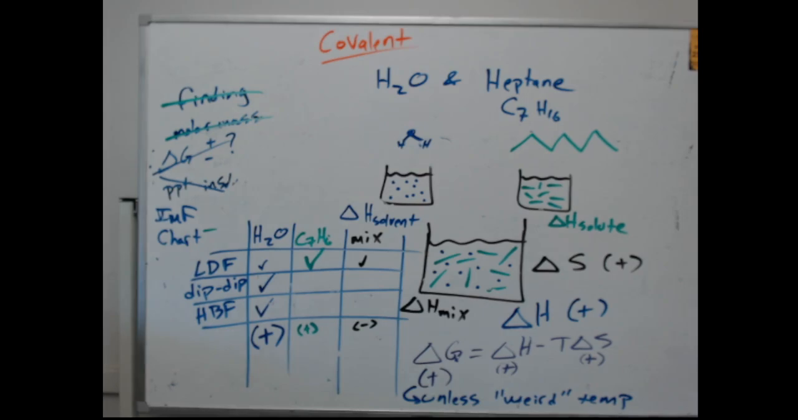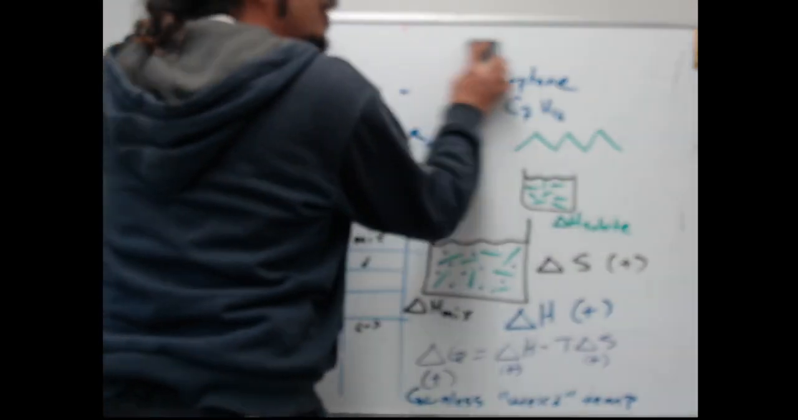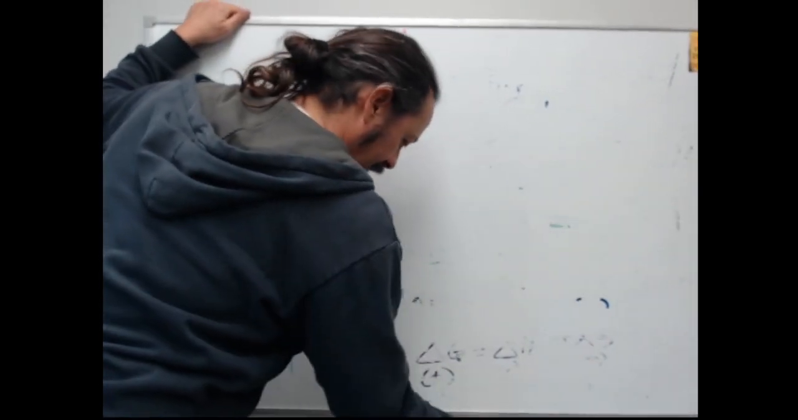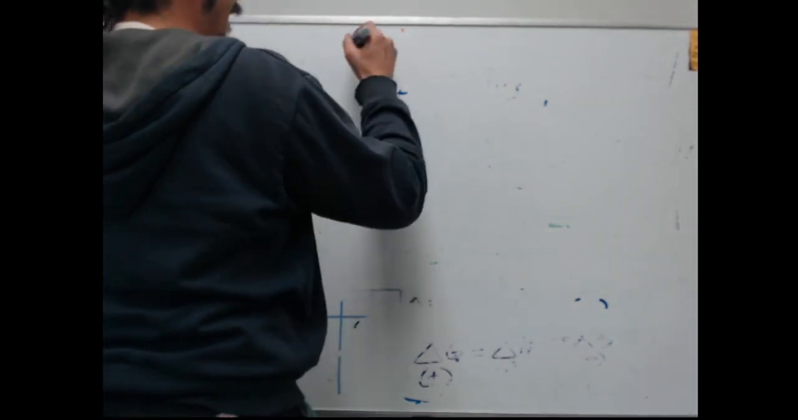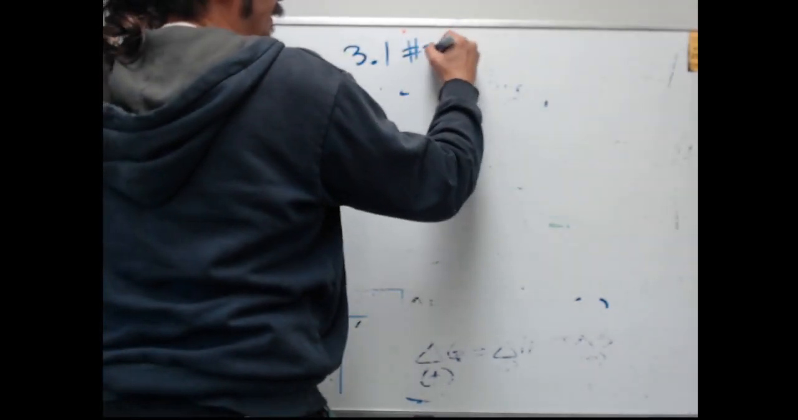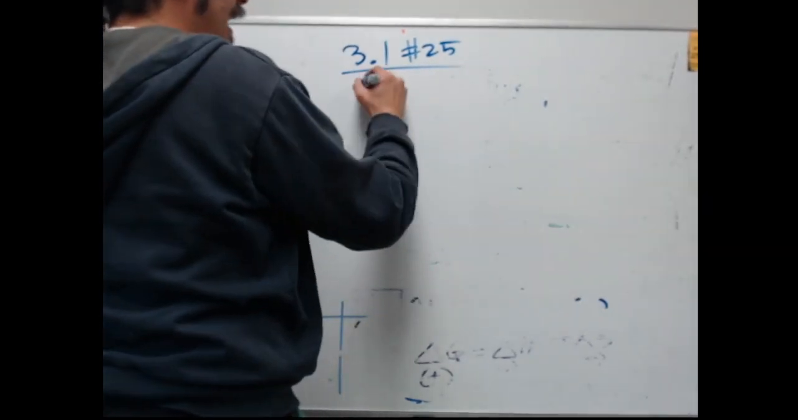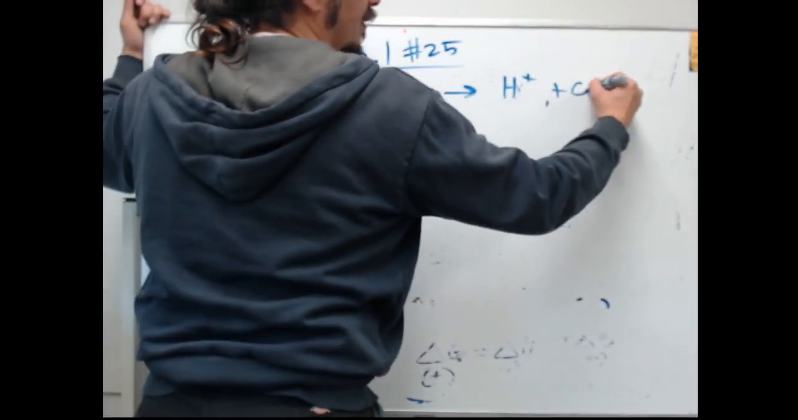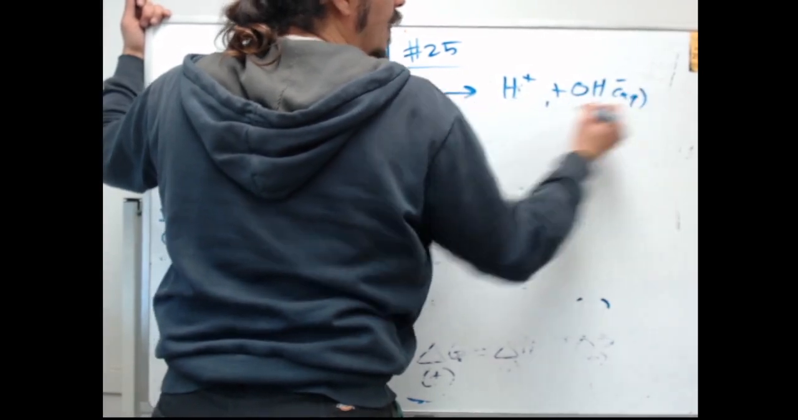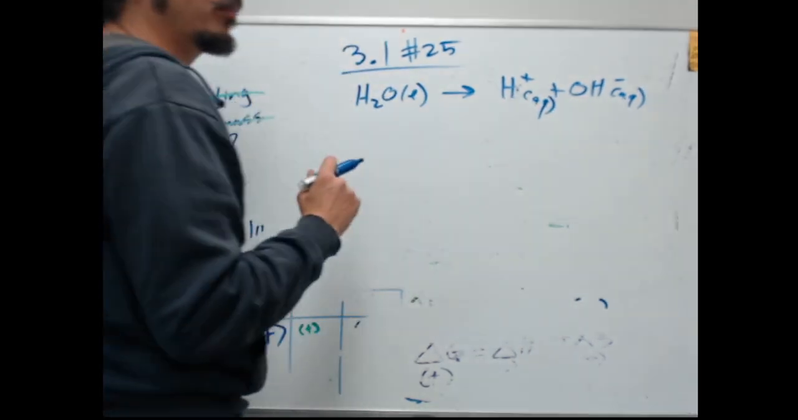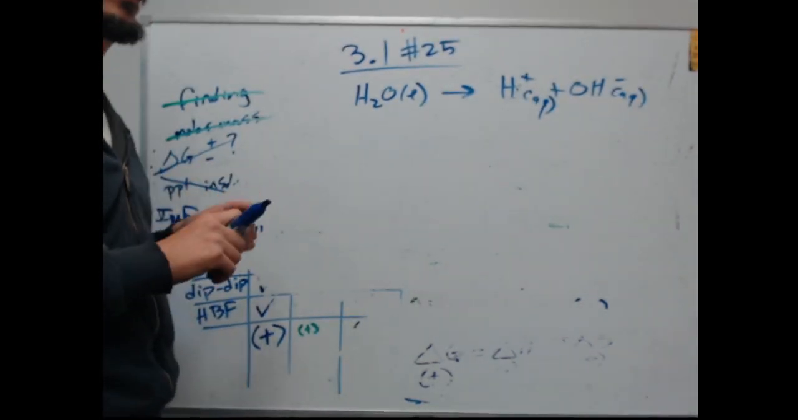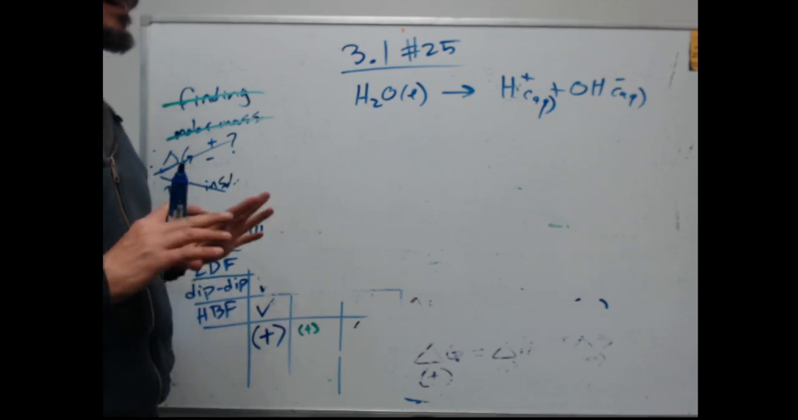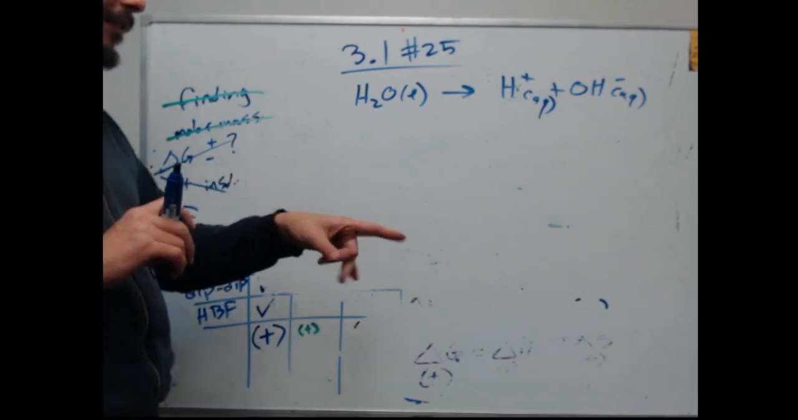Okay, let's think about H2O going to H+. Let's erase this and do that one real quick. Do you have the number on that one? It's 25 on 3.1? Yeah. Okay, so we're looking at H2O liquid going to H+ plus OH-. This is a really, really important reaction. This is referred to as the autoionization of water. I usually write it a little bit differently than this, but we'll go with it this quarter because we haven't learned Bronsted-Lowry yet.